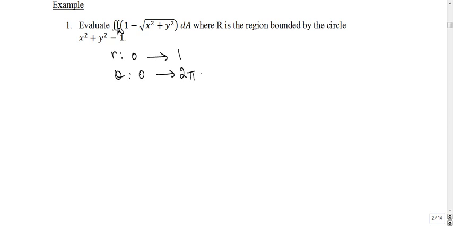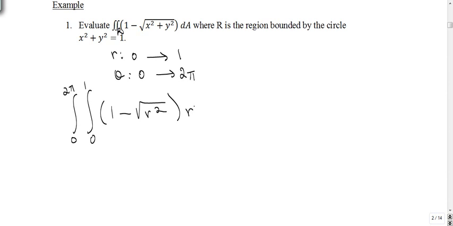Let's just convert. So the integral becomes, you can put the theta limits or the r limits, it doesn't matter what you put. So let's say 0 to 2 pi, 0 to 1. Now, let's convert the integrand. The integrand is going to be 1 minus the square root of x squared plus y squared, which is r squared. Remember, we did that right at the beginning. And all of this times r, your Jacobian, dr d theta.